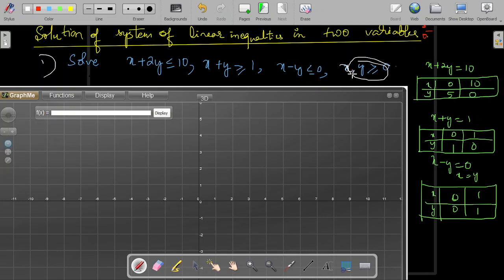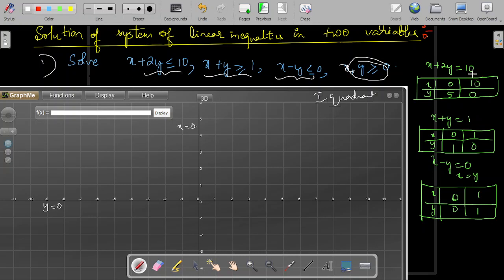x comma y greater than or equal to 0 means, you know that the equation of the x-axis is y equal to 0 and the equation of the y-axis is x equal to 0. So x greater than or equal to 0 means all positive values of x. y greater than or equal to 0 means all positive values of y. That comes in the first quadrant. So these two inequalities, no need to solve separately. You should remember x comma y greater than or equal to 0 always comes in the first quadrant. Let us see the remaining three inequalities one by one.